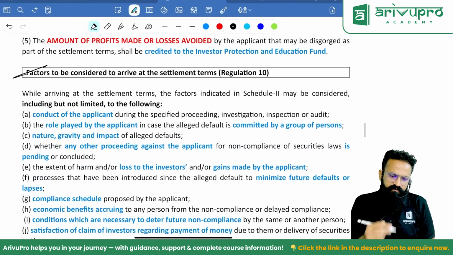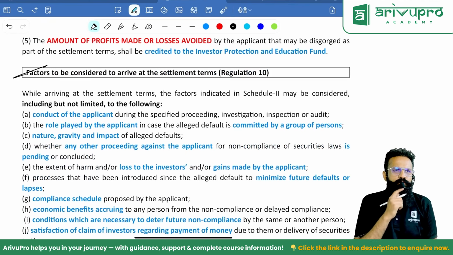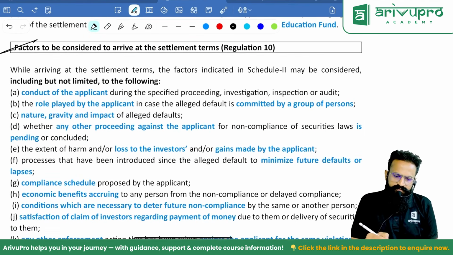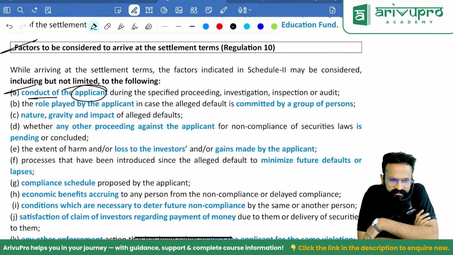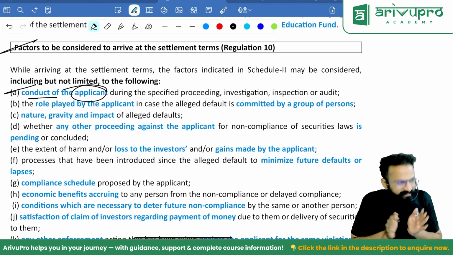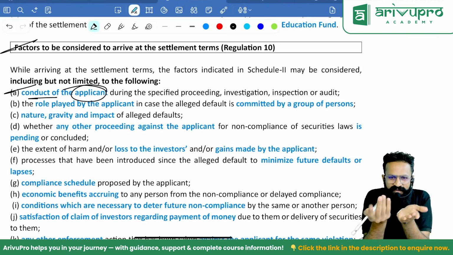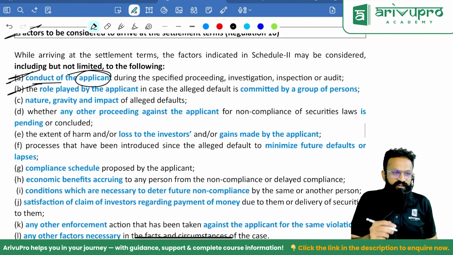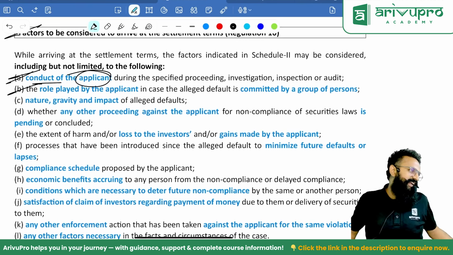Now, Regulation 10, factors to be considered to arrive at the settlement terms. How will they say that you need to pay this much? What are the factors considered? First one, conduct of the applicant. How are you when the hearing is going on? If you are a good person with very good character, then less penalty to you. Or imagine you are not like that, then penalty is more.